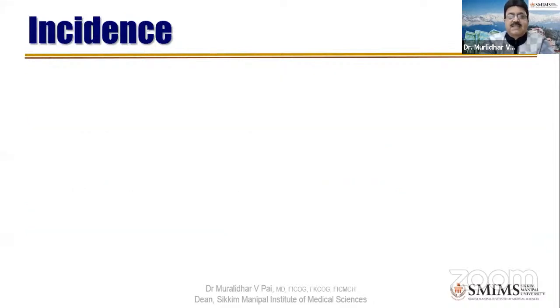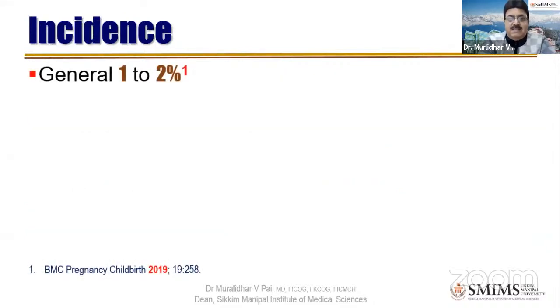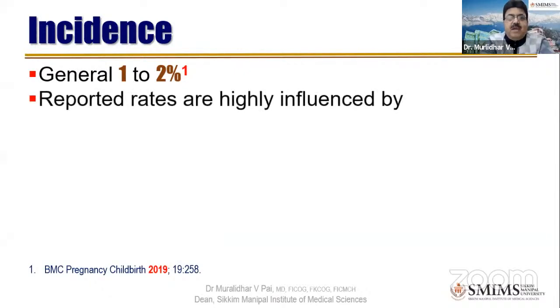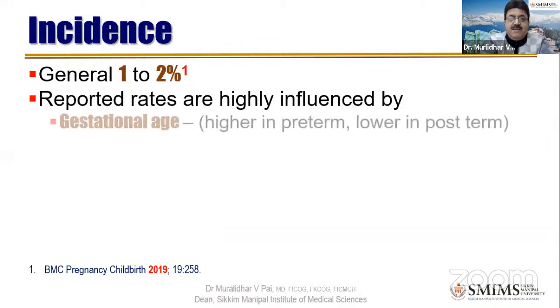What is the incidence? Thankfully, it is not so high. In general population, it is 1 to 2% only. It is reported differently in different places, and they are influenced by gestational age. If you happen to measure it in the preterm situation, obviously the liquor will be slightly higher, but in a post-term situation, it will be slightly lesser.